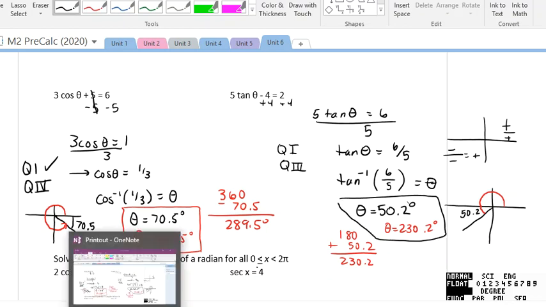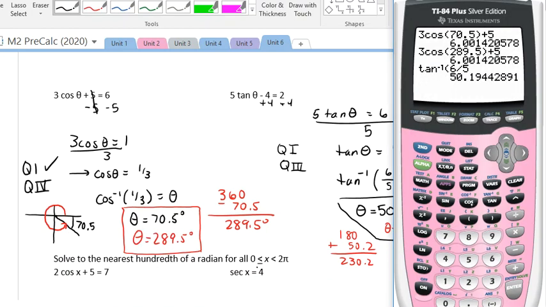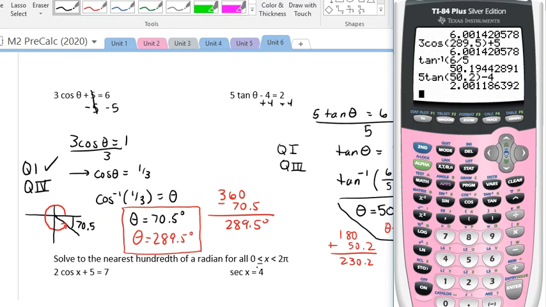Okay. Again, I can double check my answer. So we say 5 tangent of 50.2 minus 4 should come out pretty close to 2. Yeah, pretty close to 2. And then 5 tangent of 230.2 minus 4. Okay.